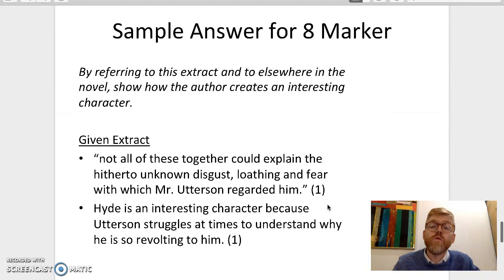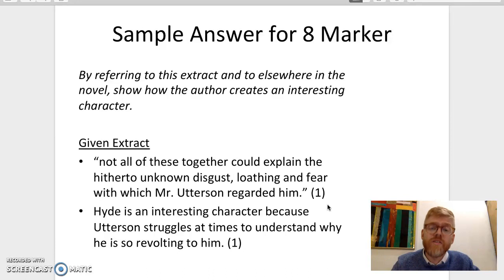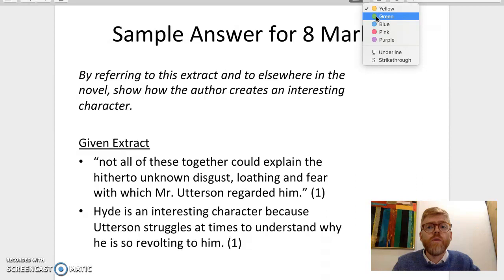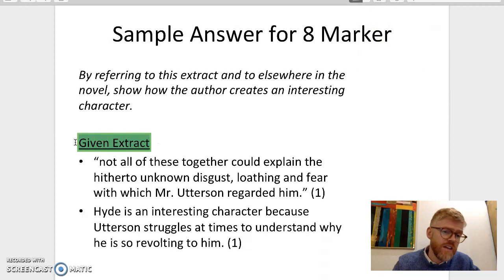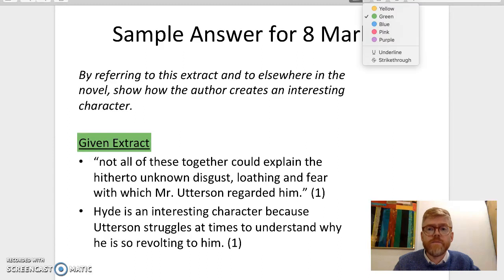To move on, of course, we've only got a further 2 marks available for the given extract. So we want to head this section with a little title, given extract, to make it clear. And of course, we're looking for just one quote from the given extract and then one comment that is focused on the task. So here's my quote: not all of these together could explain the hitherto unknown disgust, loathing and fear with which Mr. Utterson regarded him, and him is obviously Hyde.